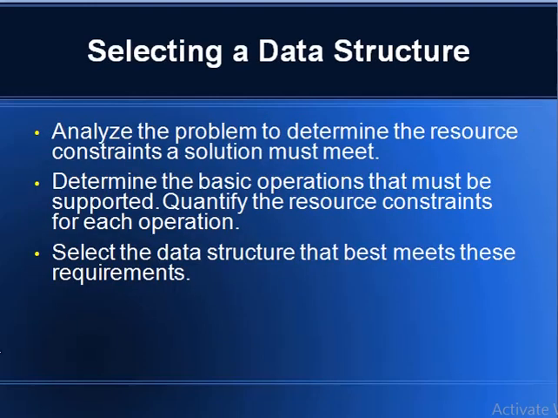While selecting the data structure, we have to take care of these things. We have to analyze the problem to determine the resource constraints a solution must meet. We also have to determine the basic operations that must be supported. We also quantify the resource constraints for each operation, and we select the data structure that best meets these requirements. According to these parameters, we have to select the particular data structure.